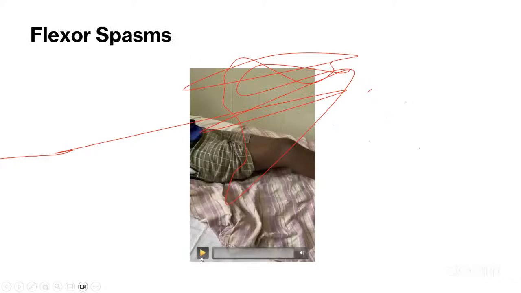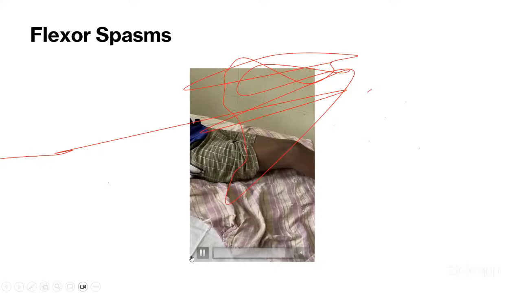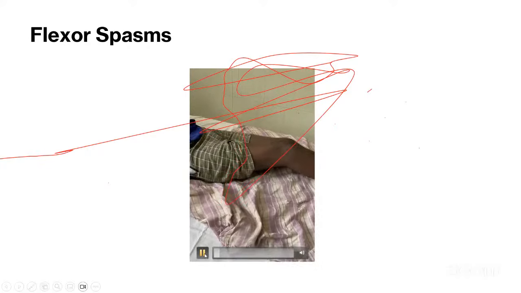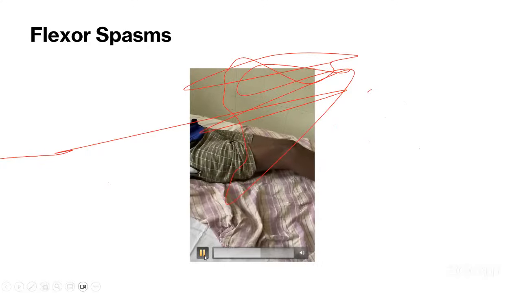Next, these are flexor spasms seen in spinal cord lesions. There will be sudden, violent, jerky involuntary flexion.